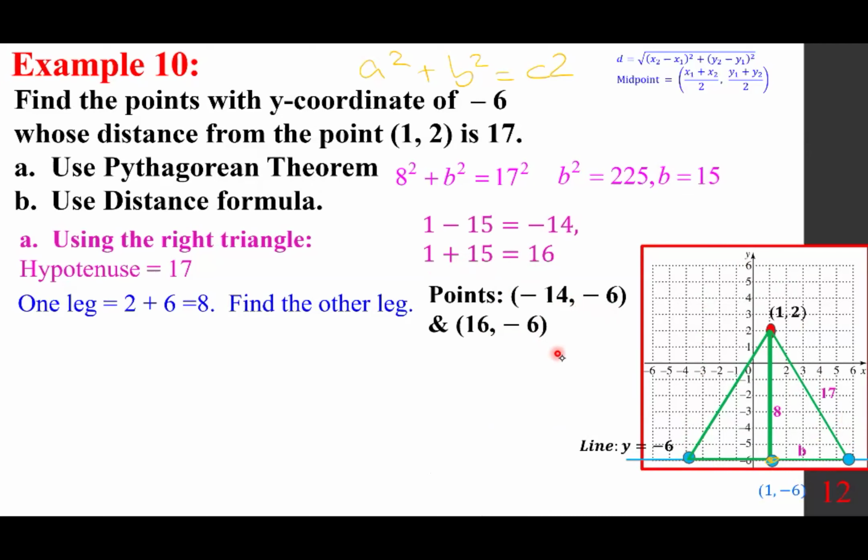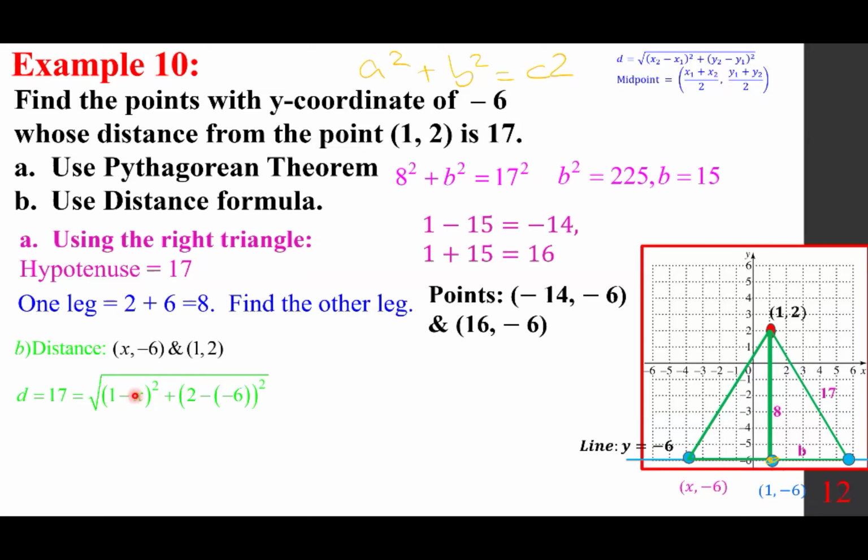That's part A. And for part B, we can use the distance formula. And we are going to say that the coordinates are x. We don't know the coordinates. It's going to be x and minus 6. And we're going to use the distance formula. x sub 2 minus x sub 1, we're going to say x minus 1 quantity squared plus y sub 2 minus y sub 1. Okay, so we can say 2 minus minus 6 or minus 6 minus 2 quantity squared. It doesn't make any difference. Okay, so we are going to say 1 minus x quantity squared plus 2 minus minus 6 quantity squared.